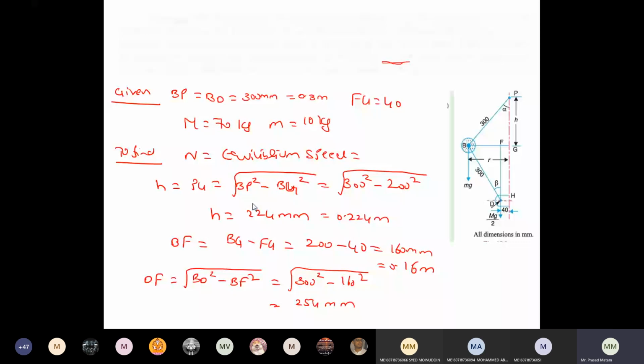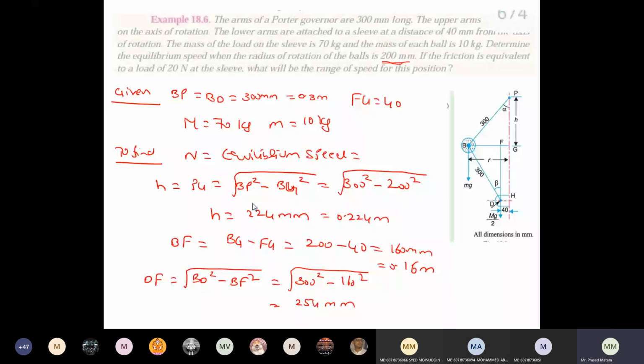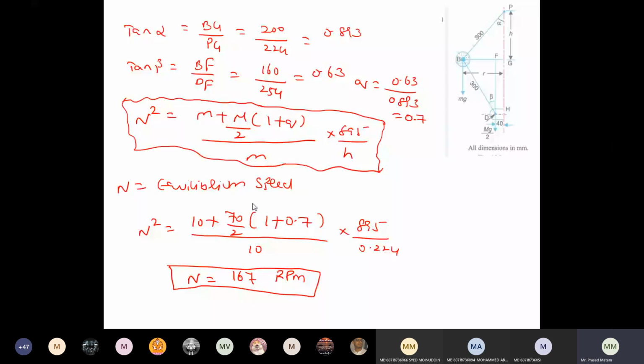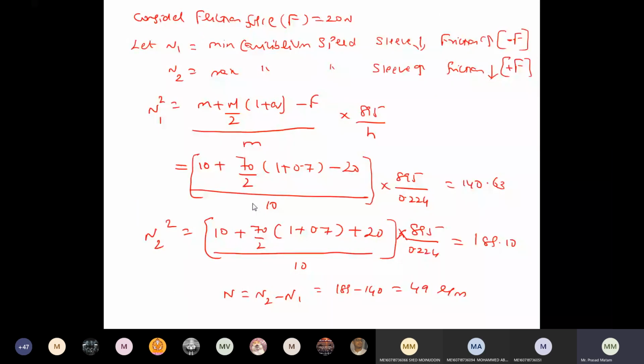Now let me come to this problem. So n square n is equal to, this is okay, equilibrium speed. So what I have done is wrong. Got it? When friction is considered, don't take it as m. You have to take it as mg.